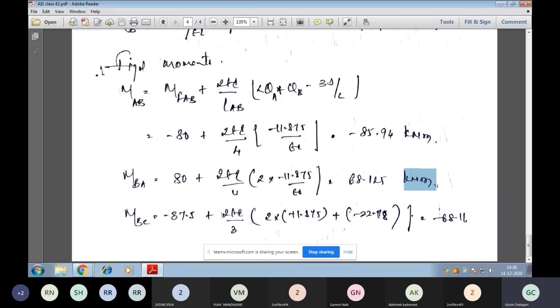Next member is BC. Substitute the same formula here also. The moment at joint B for member BC will be minus 37.5 plus 2EI by L, that is 3 here, the span of BC, bracket close, 2 times theta B, which is minus 11.875, plus theta C, which is minus 2.18. Adding all this, the final moment at joint B for member BC will be minus 68.11.